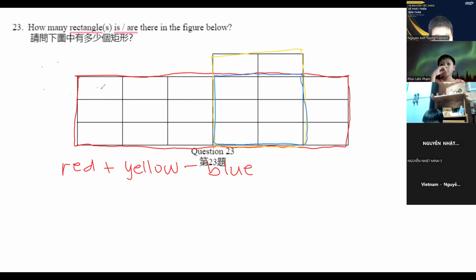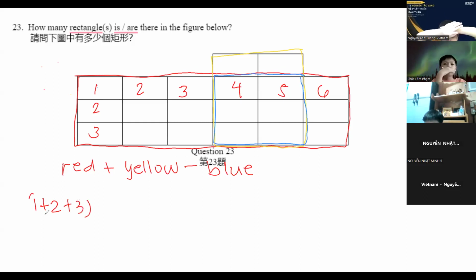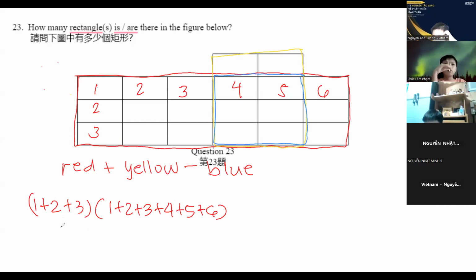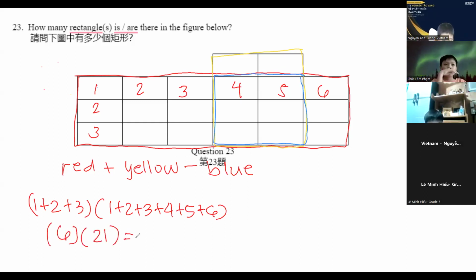To solve for each individual value, we just apply the formula. We count how many there are per side: 3, 4, 5, 6. And then we add them like an arithmetic sum. So the value of red is 1 plus 2 plus 3 times 1 plus 2 plus 3 plus 4 plus 5 plus 6, and this is 6 times 21, which is 126 for red.